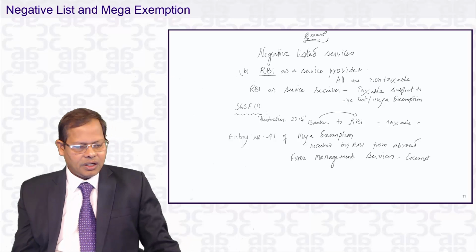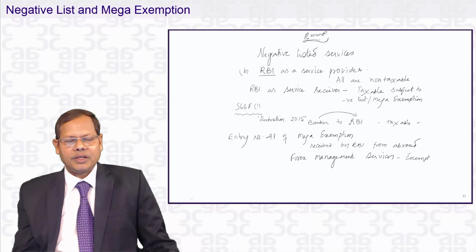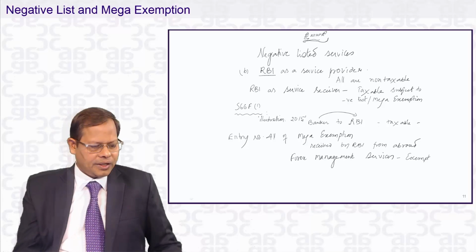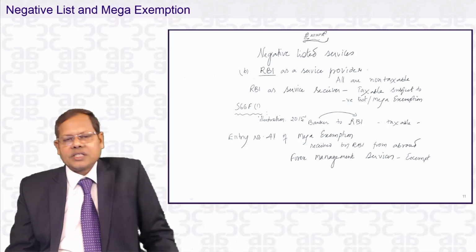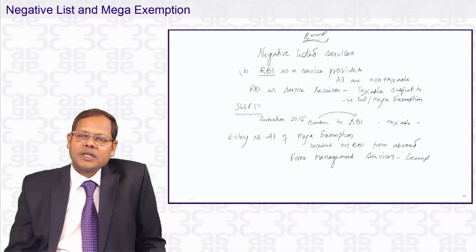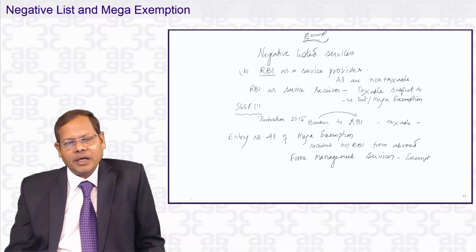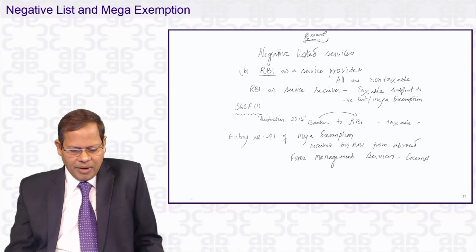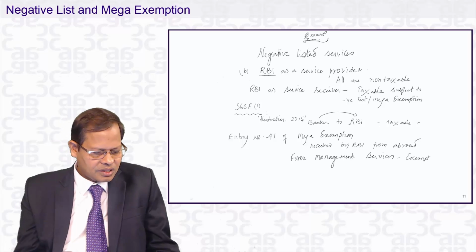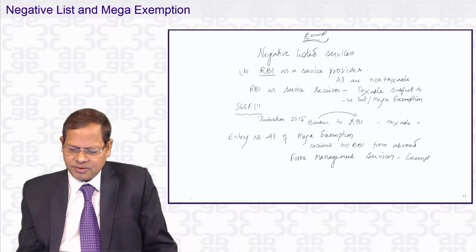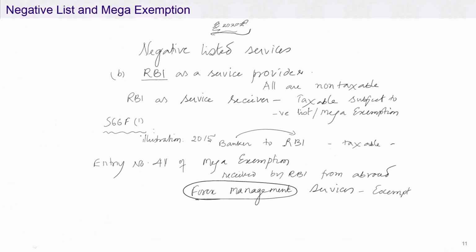Let me read out entry number 41. Entry number 41 says: services received by RBI from outside India in relation to management of forex reserves. Management of forex reserves. So I put it this way: management of forex reserves.